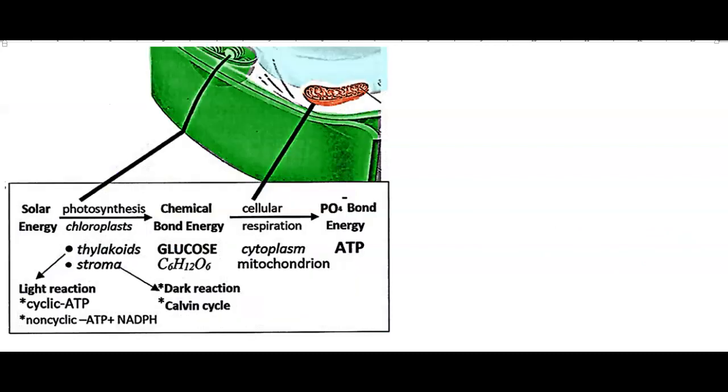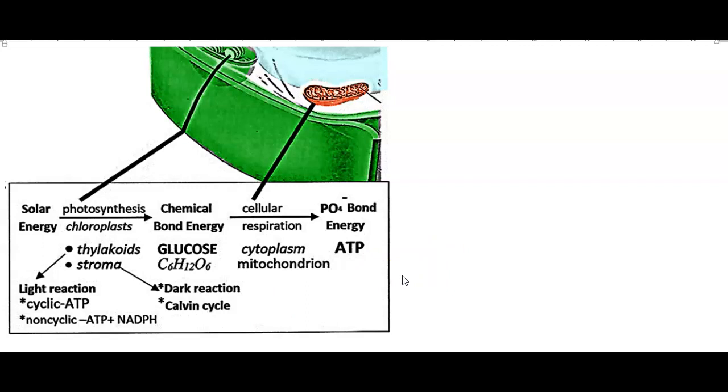So next time, we're going to continue on. We have finished this part all the way up to here. We made chemical bond energy, chemical energy in the form of glucose. And now we're going to be converting that glucose, the chemical energy, into phosphate bond energy.